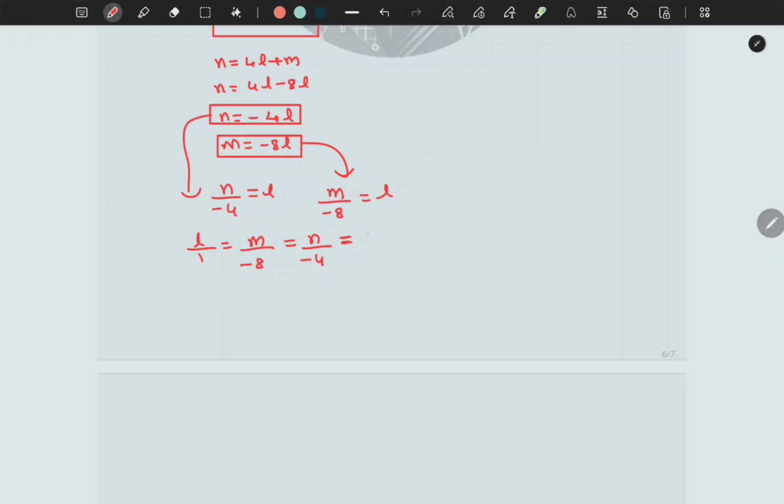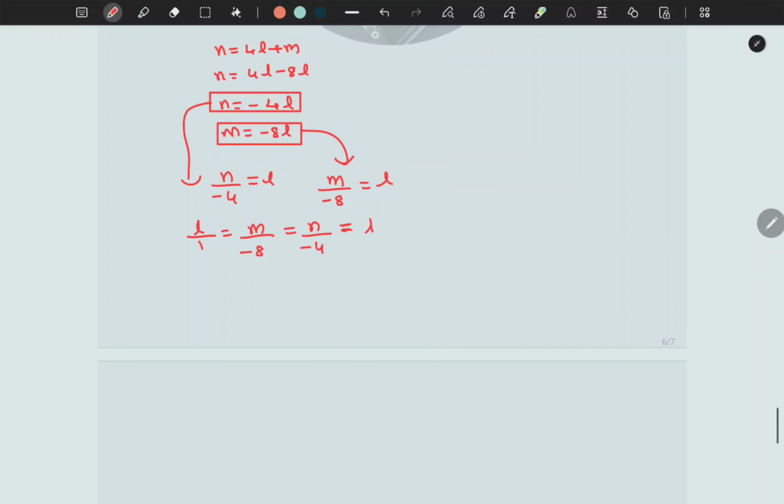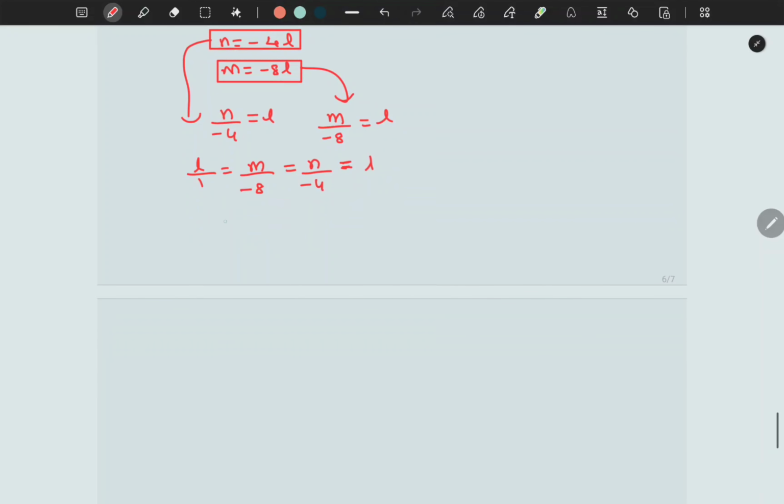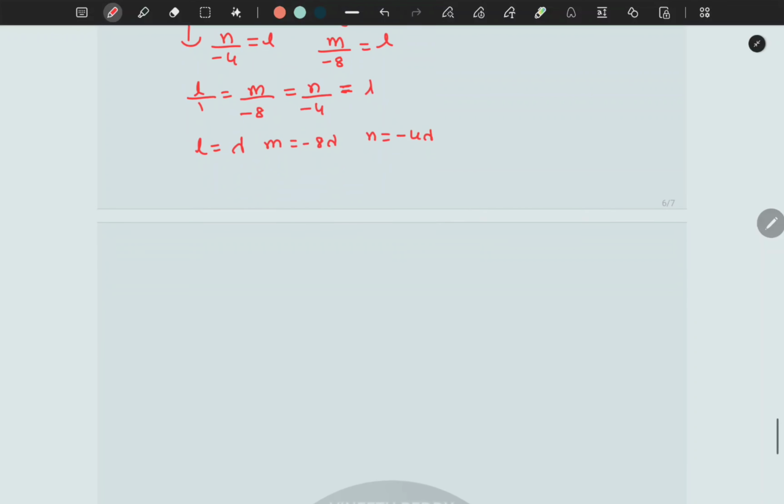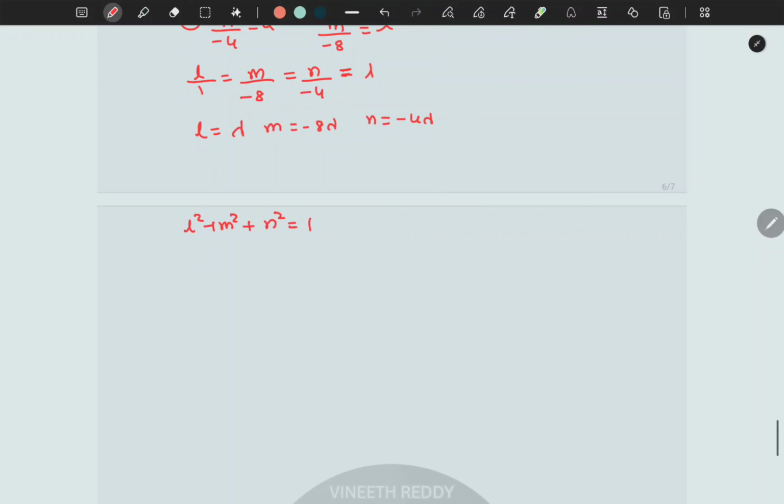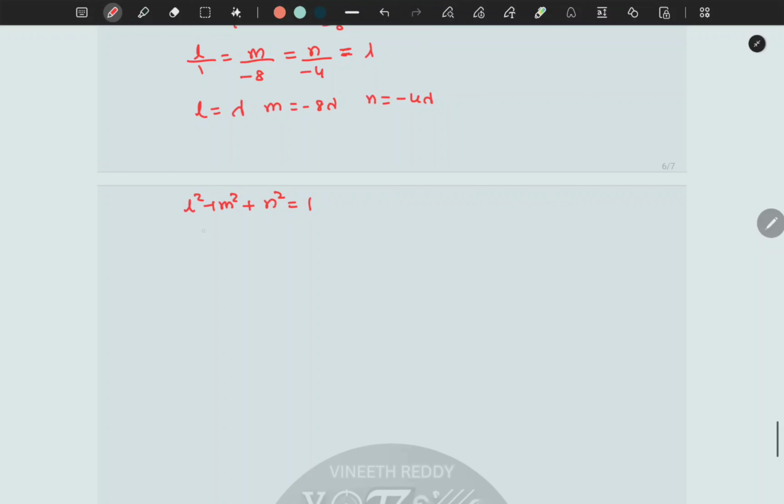Now let us equate this to a constant, let us say lambda, because if two or more ratios are equal in proportion, we can equate them to a constant. That means l = λ, m = -8λ, and n = -4λ. And we know that l² + m² + n² = 1. The sum of squares of direction cosines should be equal to 1.